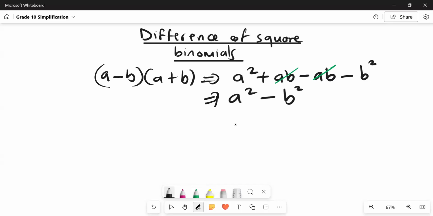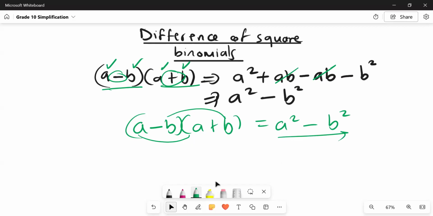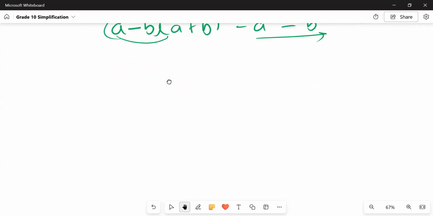So basically, what are we saying? The law is about the fact that if you have everything the same within the brackets, but only the signs are different, you only multiply your first terms and your last terms, then you're done. What do I mean by that? We have your a minus b and then your a plus b. You only multiply a and a to get a squared, b and b to get minus b squared. Then this is your final answer. So the law is about that.